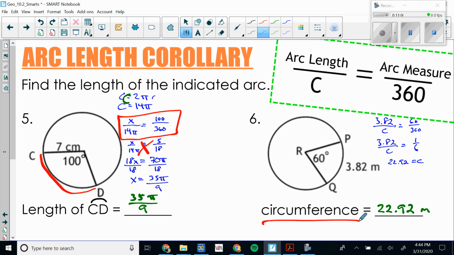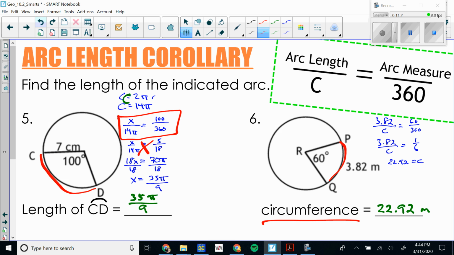Okay, I want to use the same formula I've been using. So I have 3.82, this arc length, now we do know it, over c. C is going to be our unknown now on the bottom of our fraction. So that equals 60 over 360, which if you remember from number 1 and 2, that's going to be 1 over 6. So we have 3.82 over c equals 1 over 6.